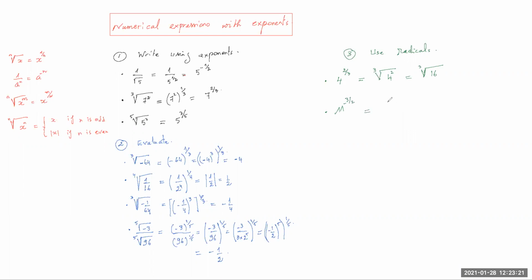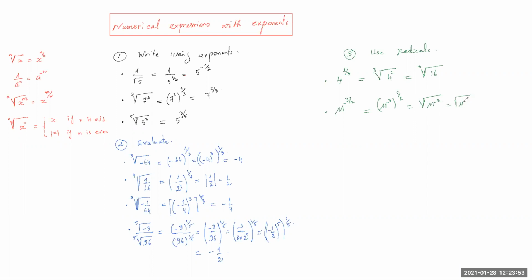What else? 11 power minus 3 over 2. I can write it maybe one step before: 11 power minus 3, everything to the power 1 over 2, which is a square root. For a square root, we don't put the 2 here, it's not necessary. So we have the square root of 11 power minus 3.